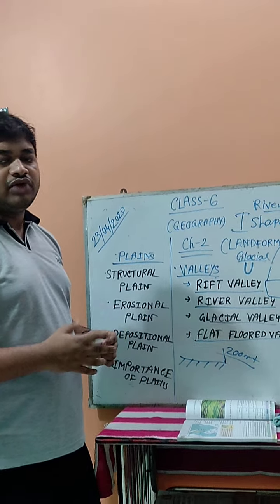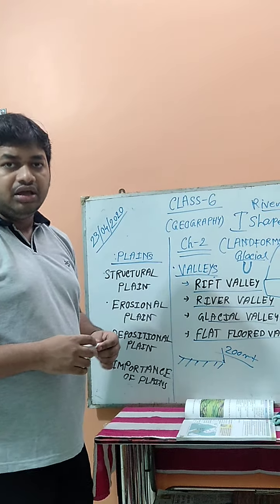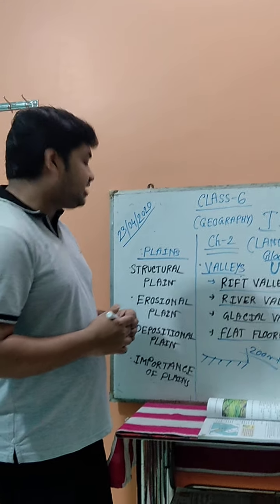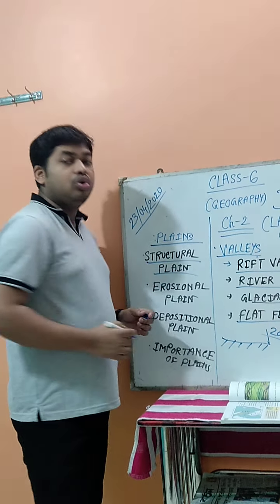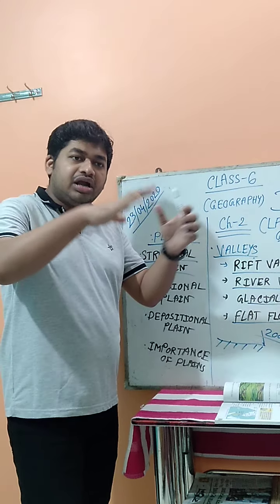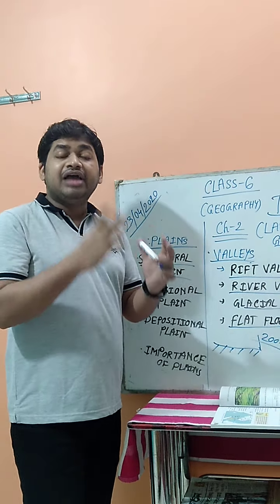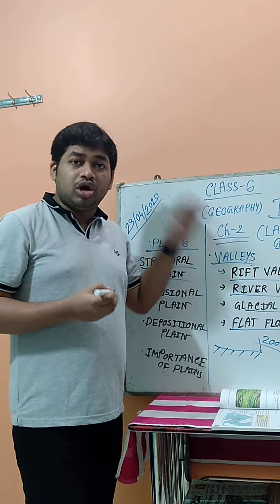The plain area is very important for us. Later we will discuss the importance of plains. First we discuss the types of plain. There are three types of plains. What are the three types? First is the structural plain. What is a structural plain? It is a plain region that has already formed through a particular structure, with a particular shape and size already there.